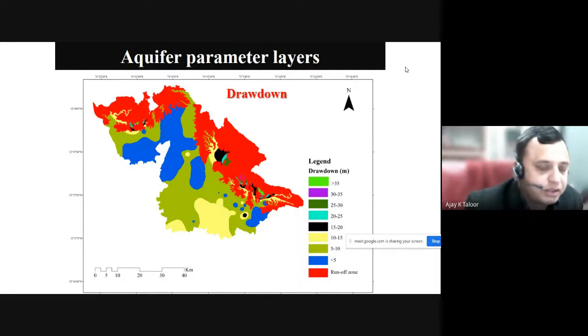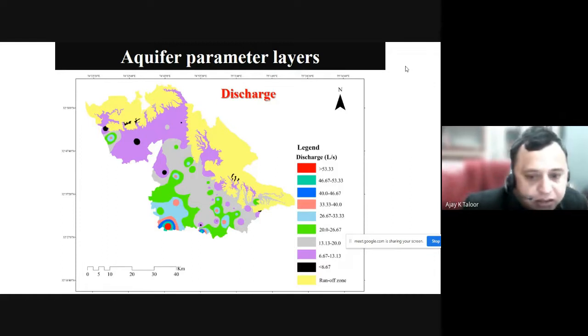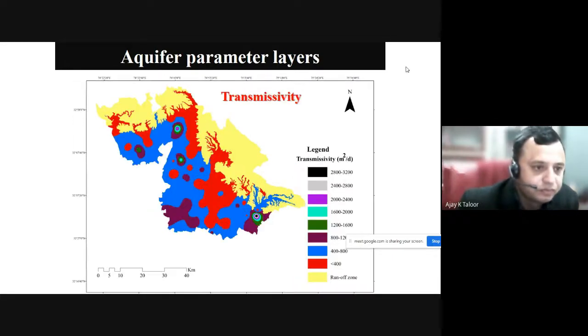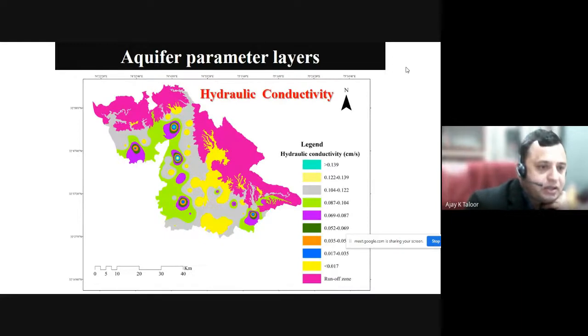So next, this drawdown, discharge, specific capacity, and hydraulic conductivity. These are specifically related to groundwater hydrology. If you have not studied groundwater hydrology, then we are unable to know how discharge, drawdown, specific capacity, and hydraulic conductivity are measured. So next, please. Next. So these are the values of the transmissivity and hydraulic conductivity.